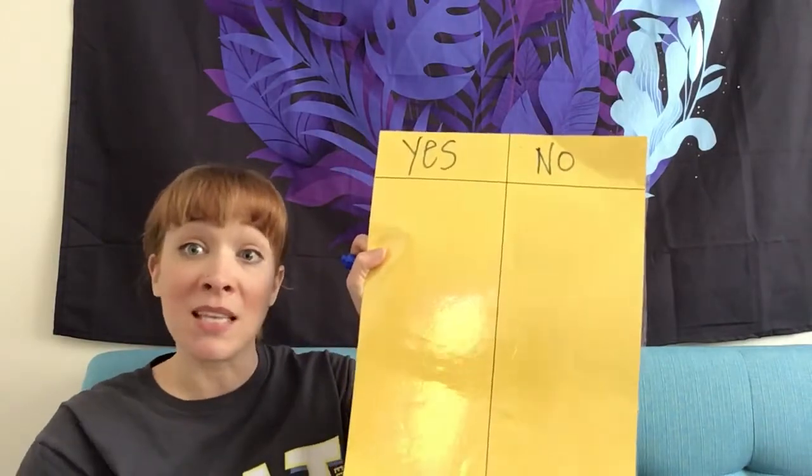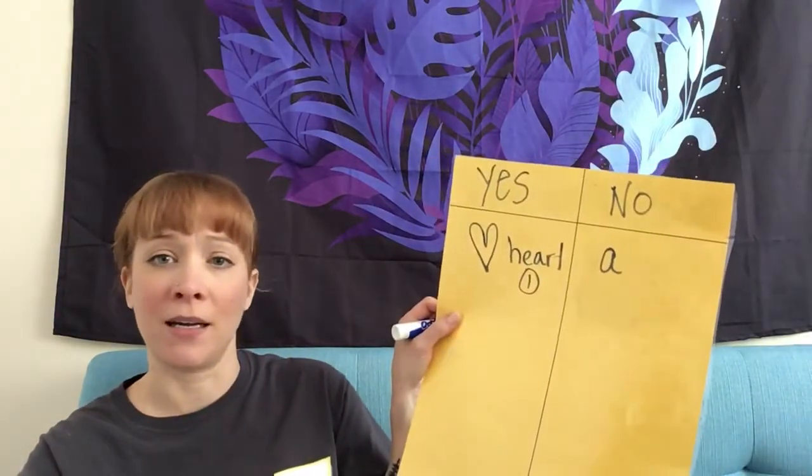What were some things that did have symmetry? We had the heart, right? You can make a picture or you can write the word, right? The heart, right? And it has one, right? It has one line of symmetry. Does the letter A? No, the letter A did not have any.